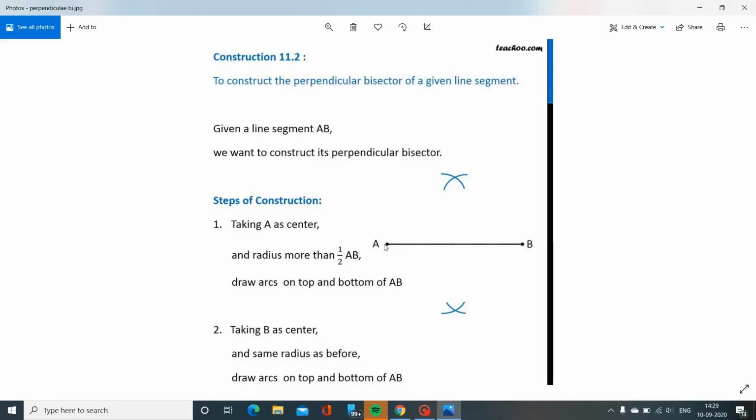Step number 1, draw a line segment AB of 6 centimeter or whatever the given measurement. Then from the point A, take more than half of the length and cut an arc up and down with the same measurement. Next, taking B as center and the same radius as before, draw arcs on top and bottom of AB.